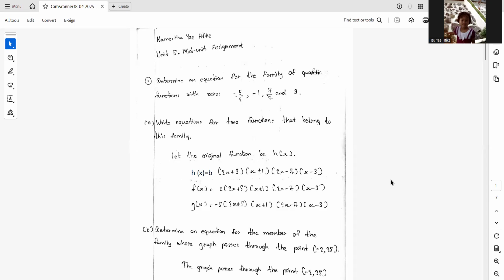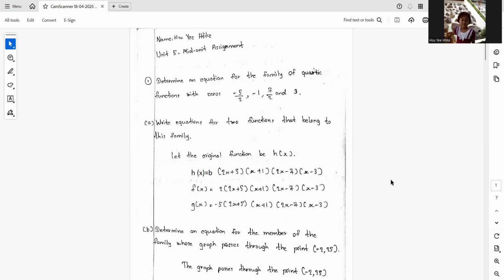Hello, my name is Suita, and today I will be explaining how to solve the questions in MHF Unit 5 mid-unit assignment. So we have three questions in the mid-unit assignment, and so let's start.